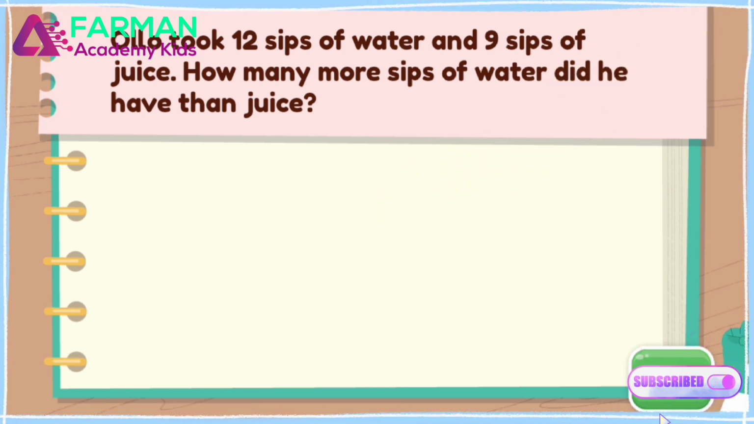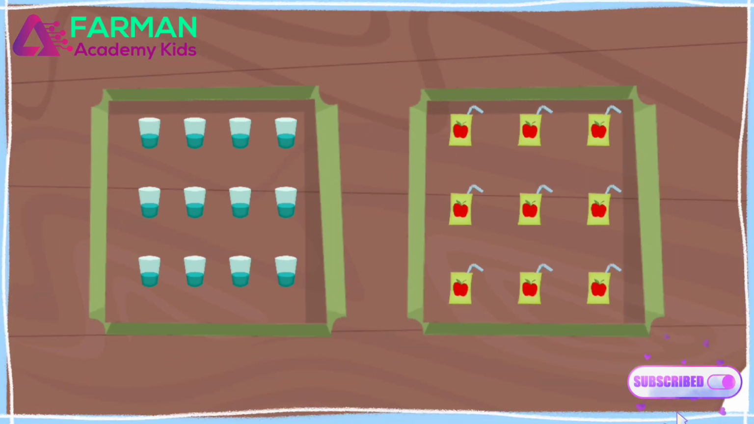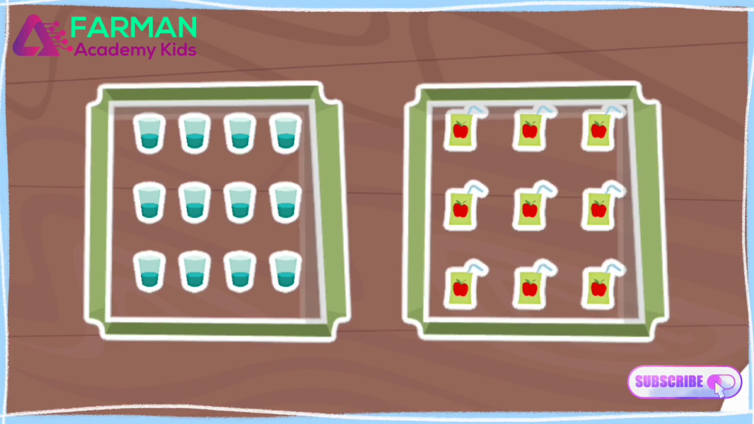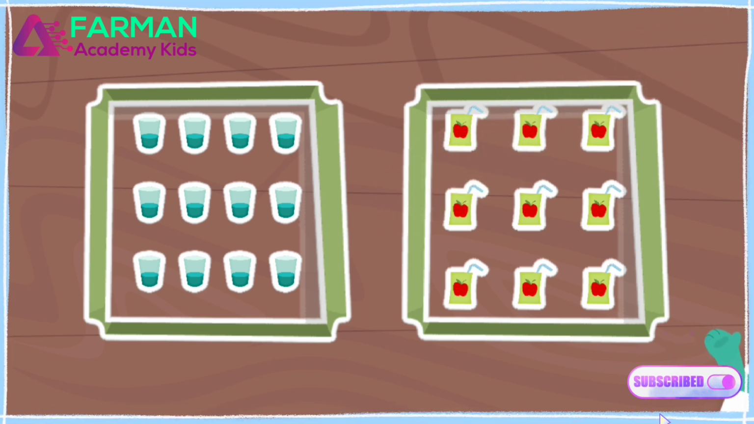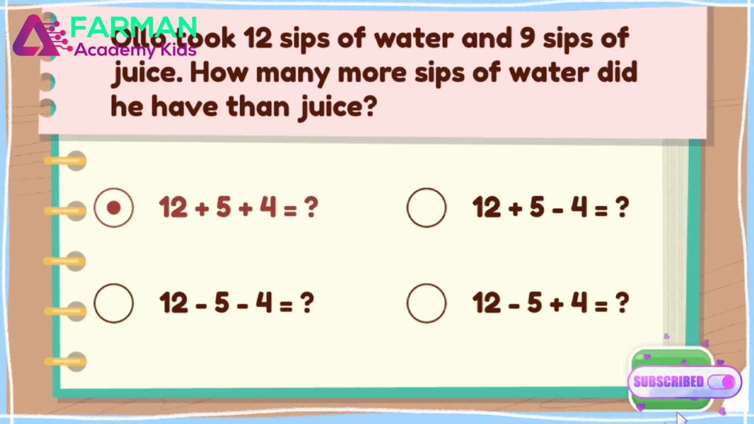Awesome! You can tap the word problem to hear it read aloud. These are from the word problem. We want to solve: how many more sips of water did he have than juice? Tap both boxes. 12. 9. Great! Olo took 12 sips of water and 9 sips of juice. Which equation can we use to solve the problem?